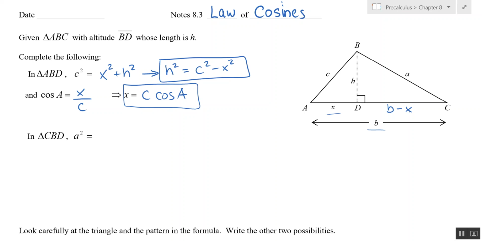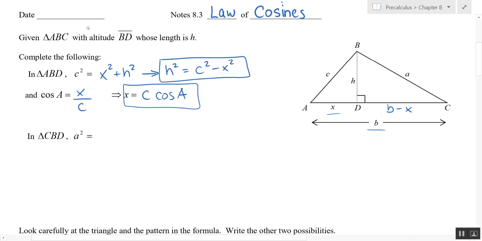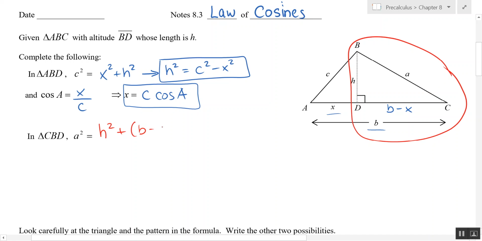And looking at the triangle on the right, we can figure out the Pythagorean theorem gives us a relationship: a squared is equal to h squared plus the quantity b minus x, squared. Let's expand this out. This gives us h squared plus b squared minus 2bx plus x squared.